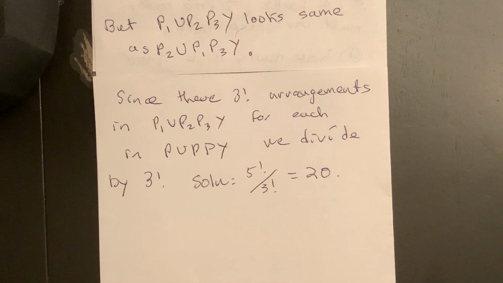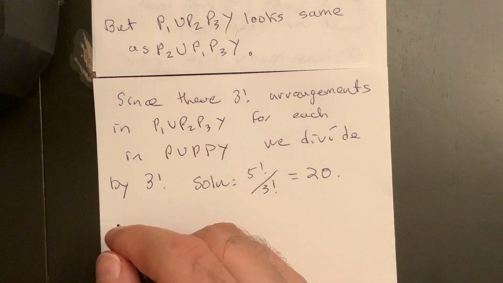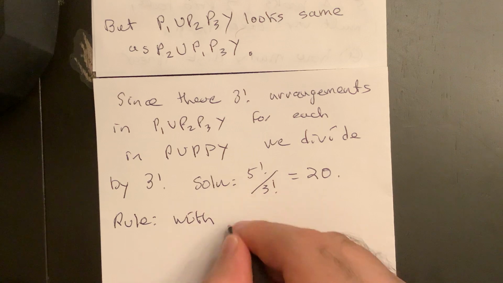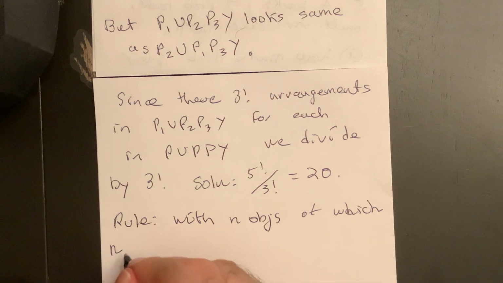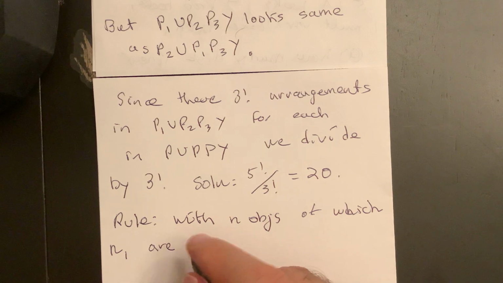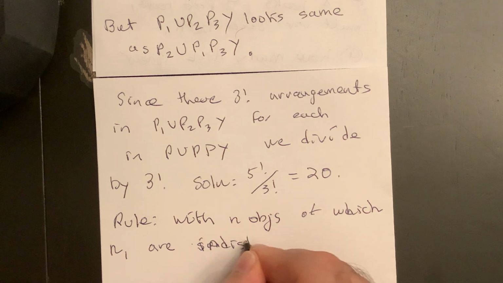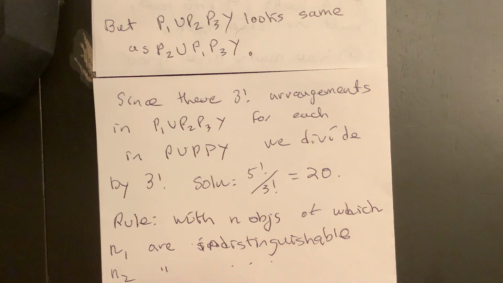Okay, so there's actually a formula for this. You could have more, so in general, we could write this as a little result. So I'll call it a rule. If we have n objects, of which n1 are indistinguishable, and n2, and so on up to nr, such that n is equal to n1 plus n2 and so on.